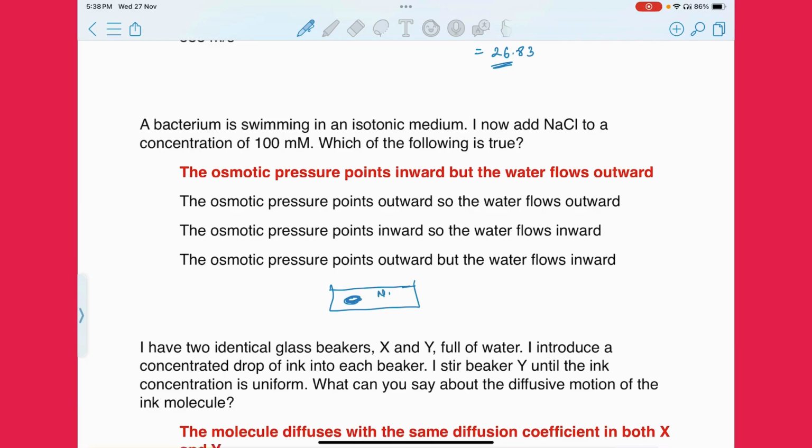So if we added the NaCl, the environment becomes now hypertonic. In the case of a hypertonic medium, the water will flow from the region where its concentration is higher to the region where its concentration is low. So the water will try to get out of the body, but the osmotic pressure is opposite to the direction the water flows, that will be towards the inward.